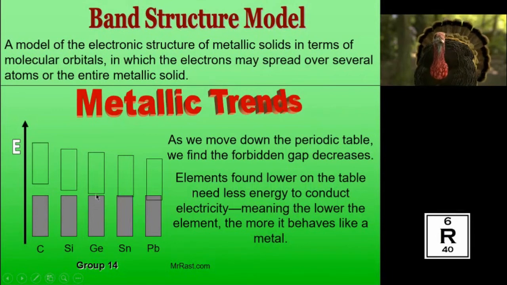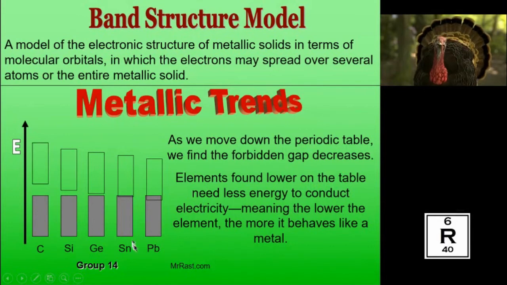Germanium would have an even closer gap, but for tin and lead we'd have overlapping bands, so these guys conduct electricity very easily. Here we need some energy to kick these guys into being able to conduct electricity. And carbon could, but you'd have to give it a lot of energy to jump that forbidden gap, and then it would be allowed to conduct electricity. So elements found lower on the periodic table need less energy to conduct electricity. Lead was the lowest.